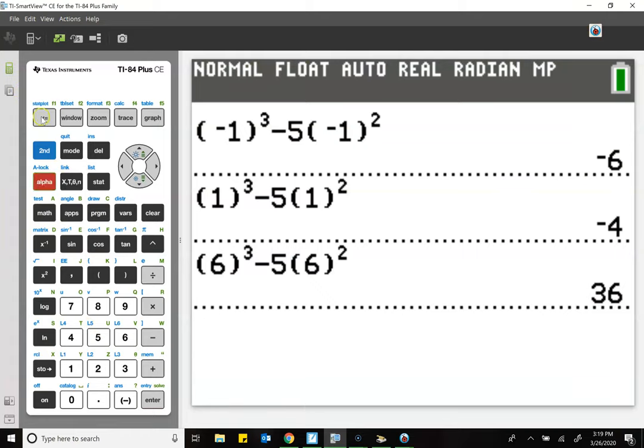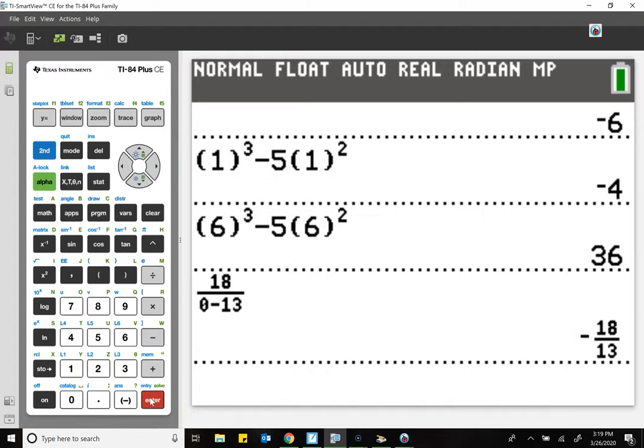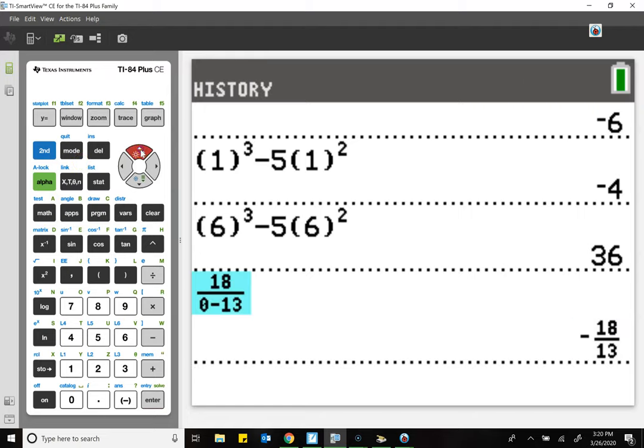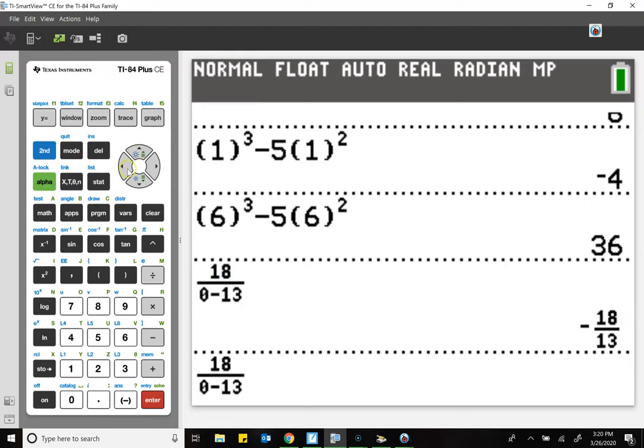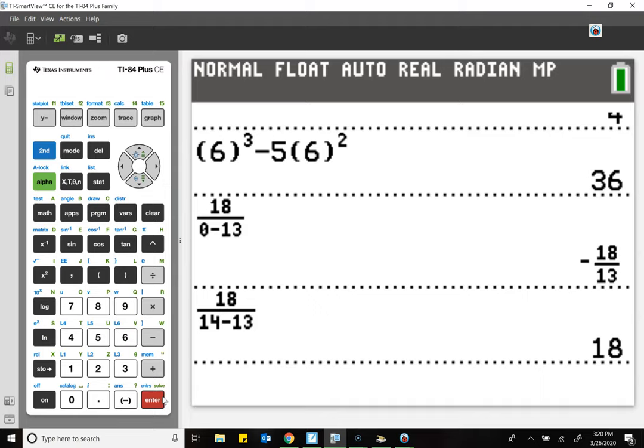So 18 over 0 minus 13, and we get a negative number. Then if we do the other one, I'm just going to go right back up and grab that, and all I'm going to do is change the 0 to a 14. And we get a positive number.